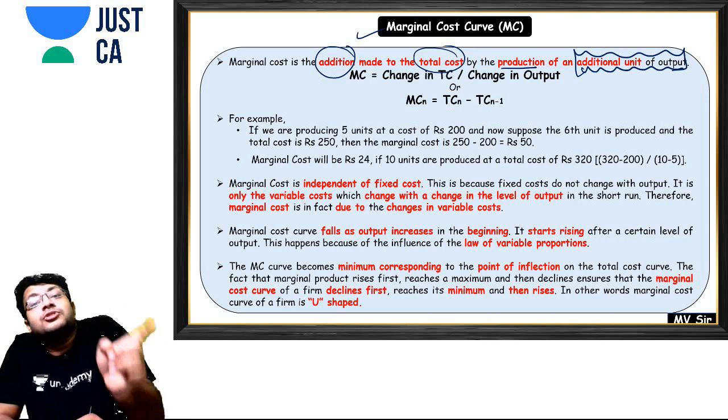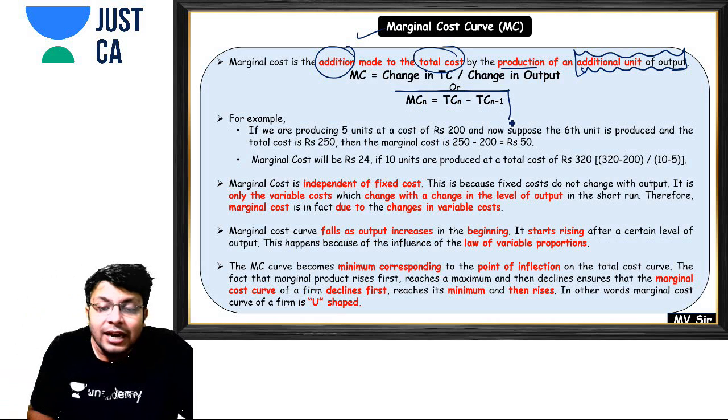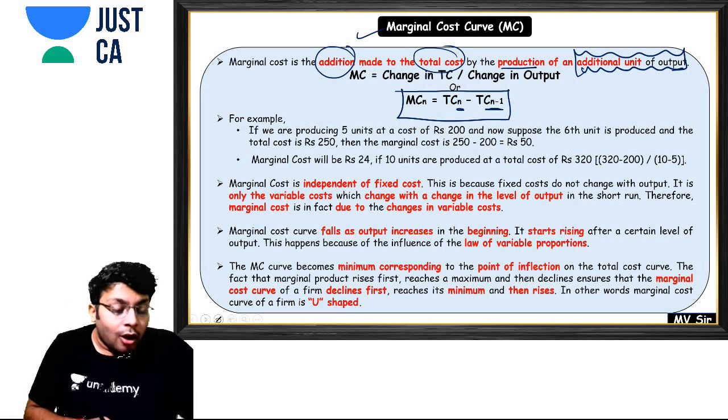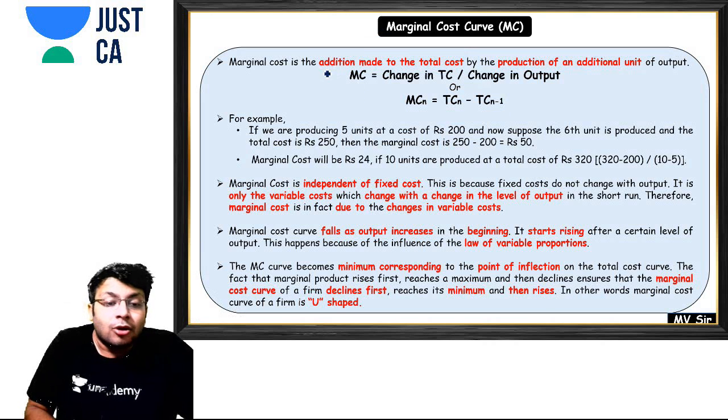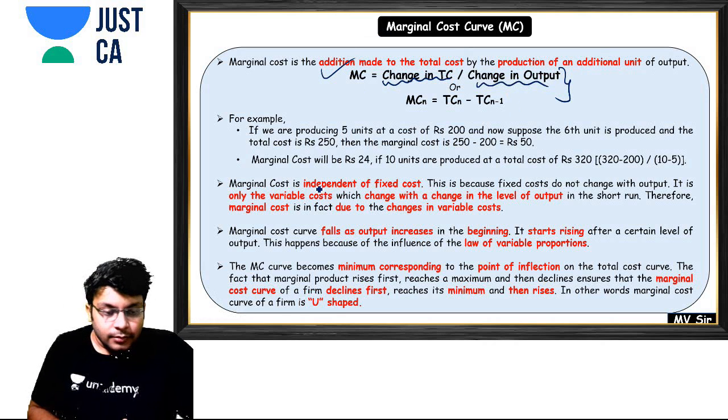If you produced one additional unit of output? So what is the formula? Marginal cost at n is equal to total cost at n minus total cost at n minus 1. Or you can also use the formula that marginal cost is equal to change in total cost divided by change in output. Yes, next. Now see, marginal cost is independent of fixed cost.